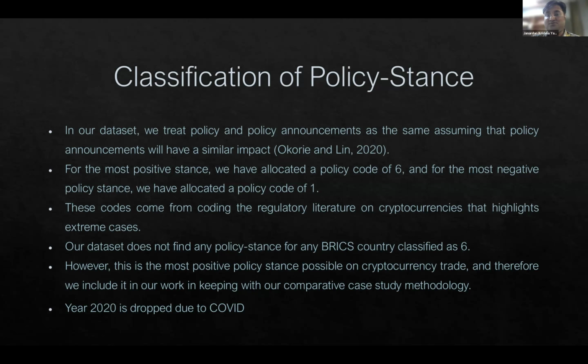For the most positive instance, we allocated the policy code of 6, and for the most restricted policy, a negative instance, we used the code 1. These codes come from coding the regulatory literature on cryptocurrencies. Our dataset does not find any policy instance for any BRICS country that is classified as 6, an open or very strong positive instance which allows trading and accumulating assets. However, this is the most positive policy stance possible for cryptocurrency trade. We included it so that further studies can be put into line.